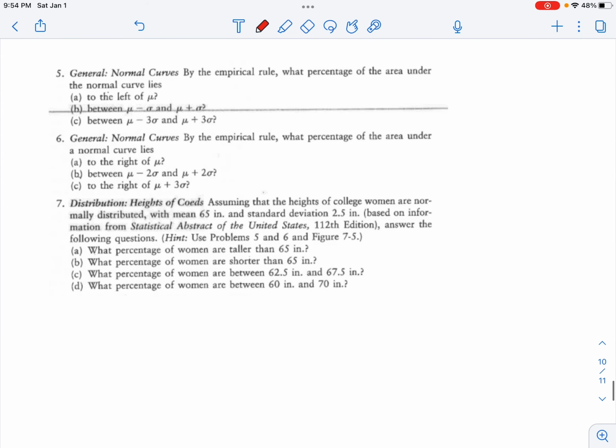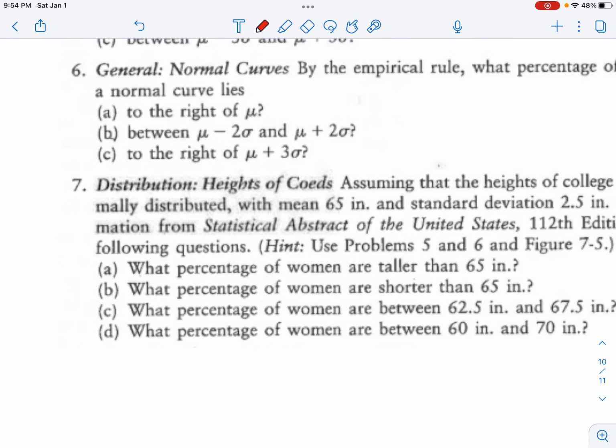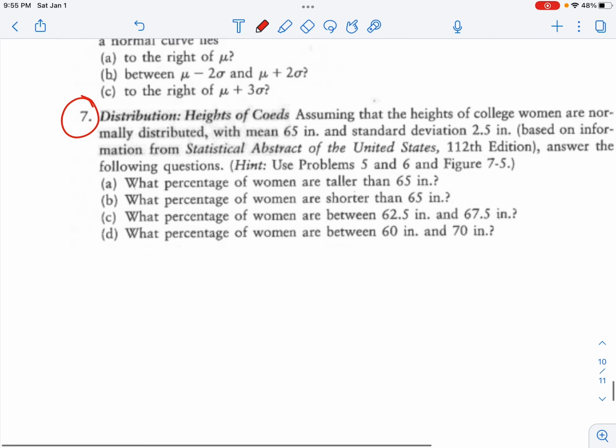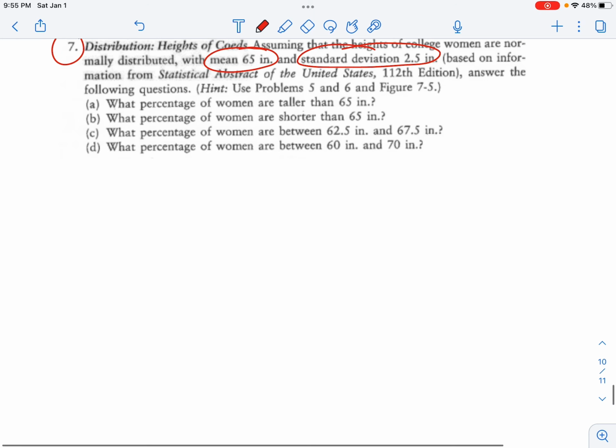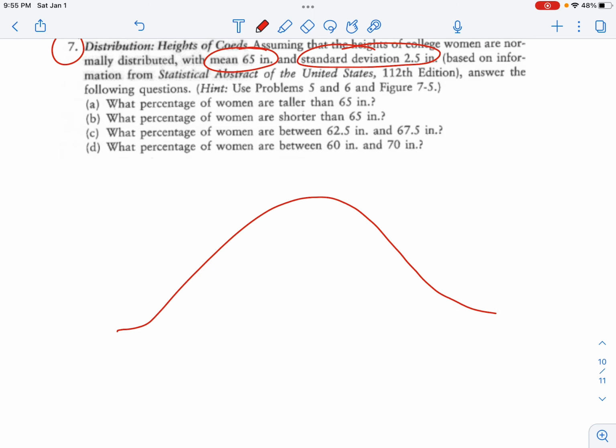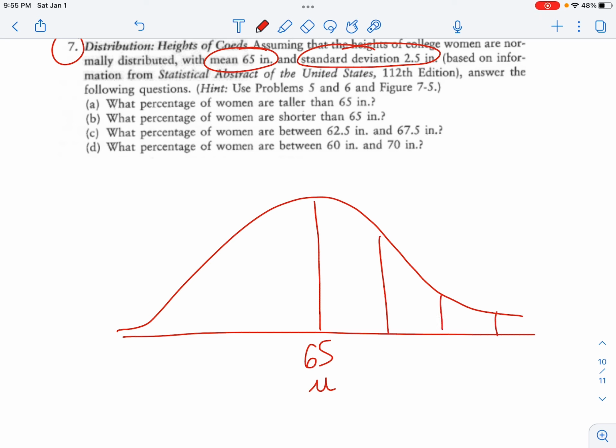Okay, so let's do example number 7 on slide 10. Assuming that the heights of college women are normally distributed with mean 65 and standard deviation 2.5, answer the following questions. And this is all real data from a real statistical publication. So the first step you should always do is draw the bell curve. In the middle, you're going to put your mean, 65. That's mu. And then you're going to draw 3 levels right, and then 3 levels left.